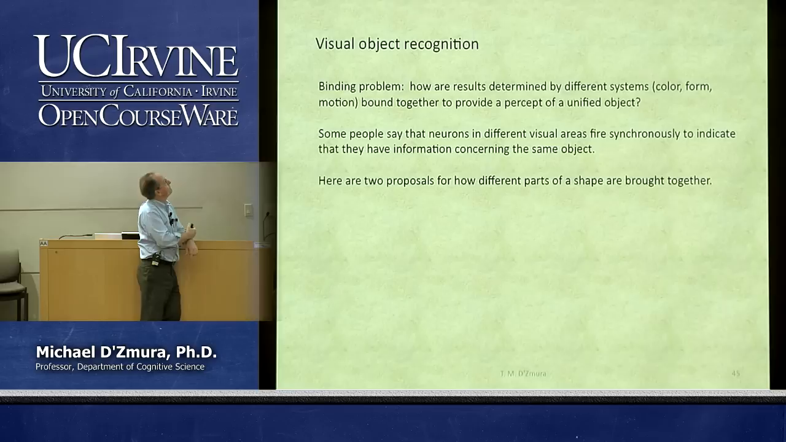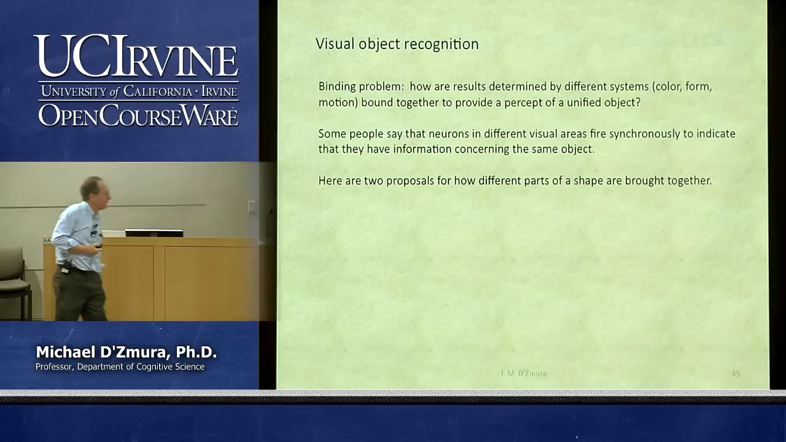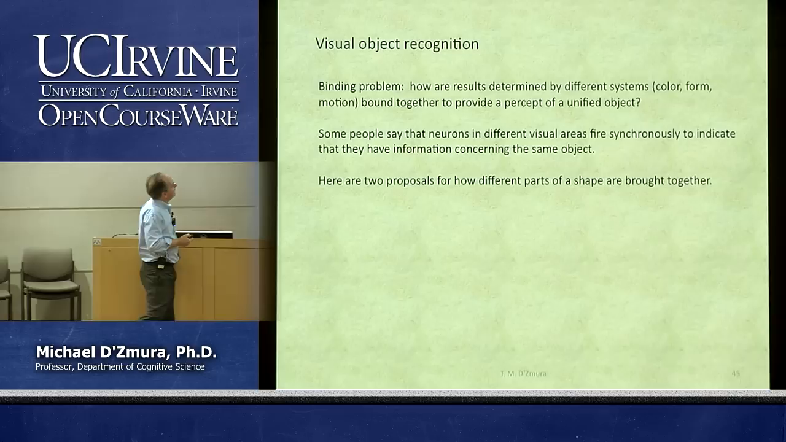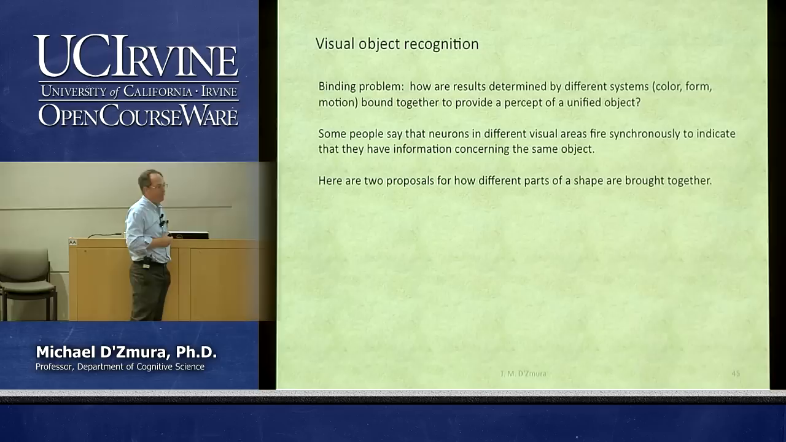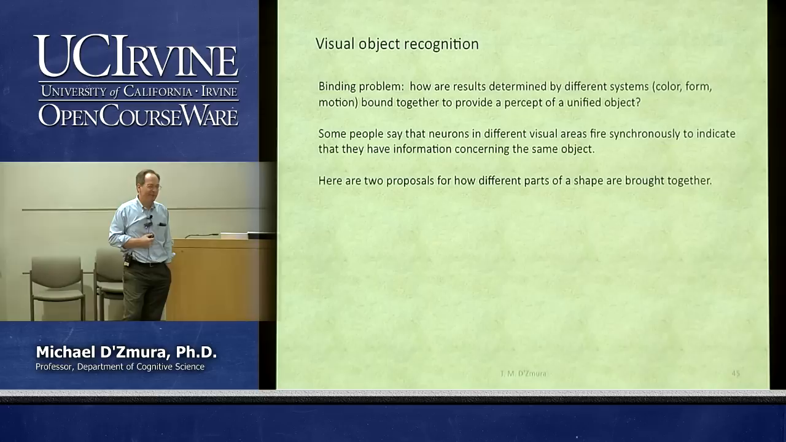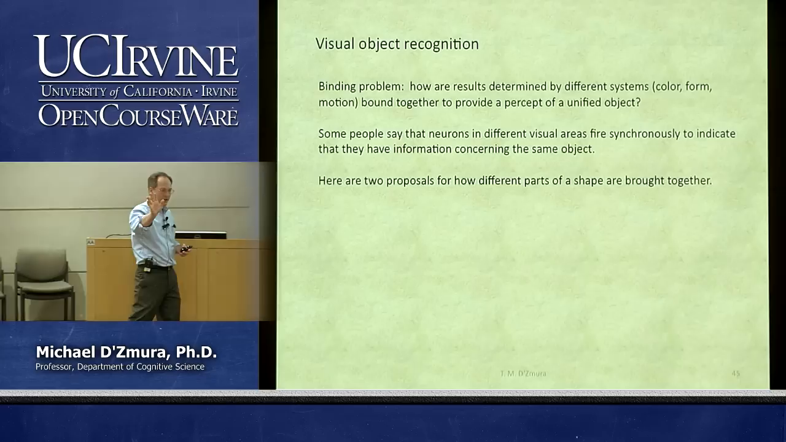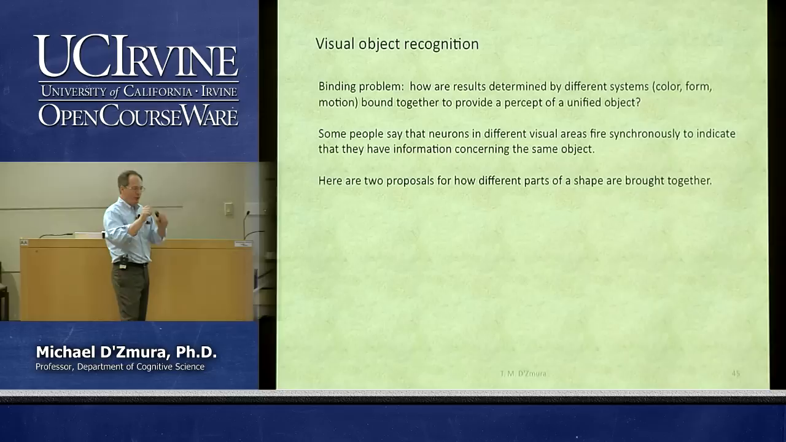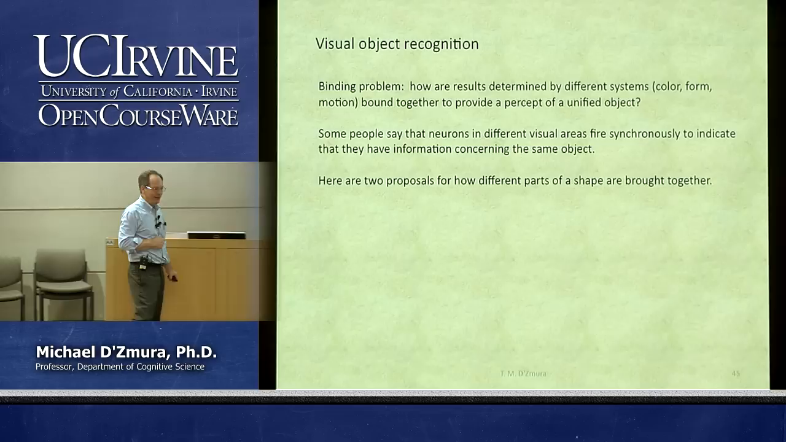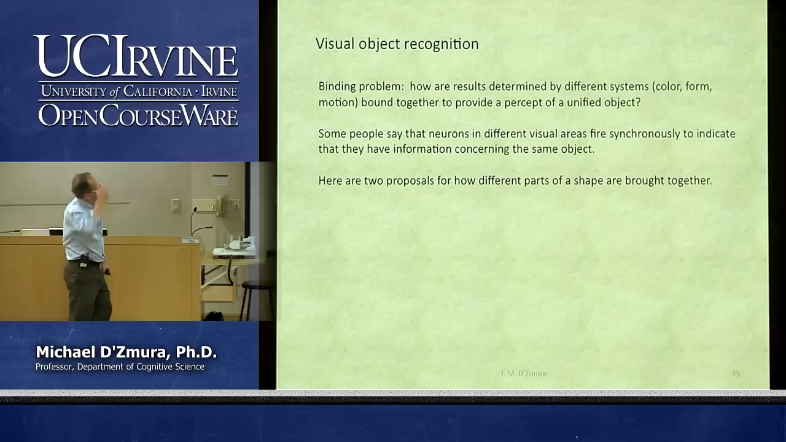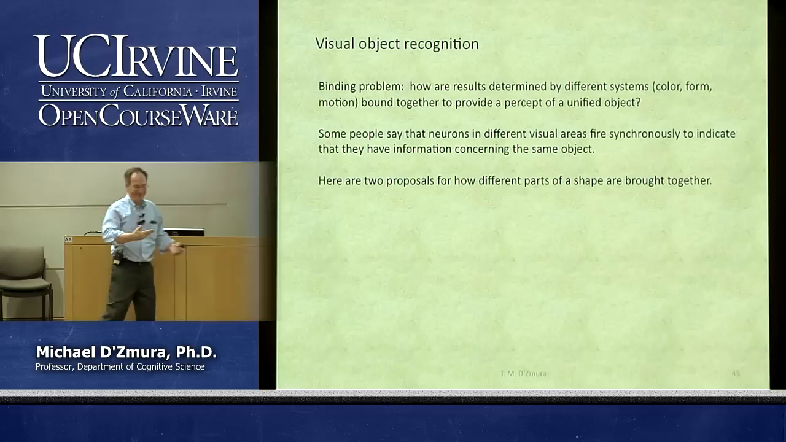Okay, visual object recognition now. Getting on towards the final part of this lecture. And you have to wonder, how are results determined by different systems bound together to give us a single unified object? Because by now you should have in your mind a notion whereby there are some neurons that are helping us to see, say, edges. So if I look at a person, that person will have a contour. There will be edge information. But there are other neurons that are sensitive to color. So some neurons are going to help us with green, some with red, some with blue, some with yellow. If that person is moving their arm, I'd like to see that person move their arm.